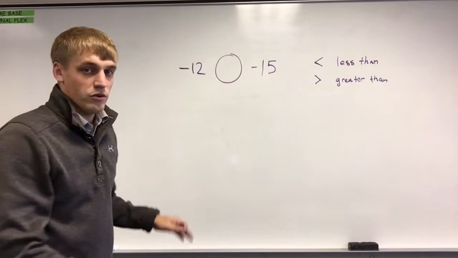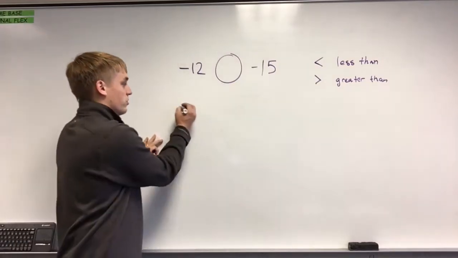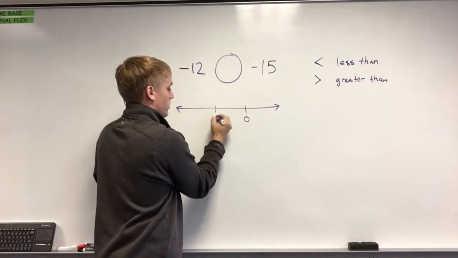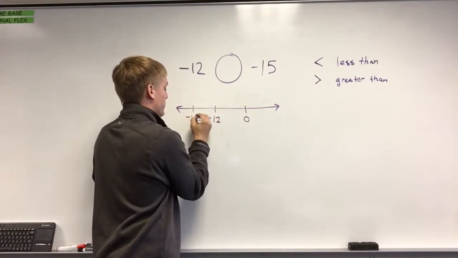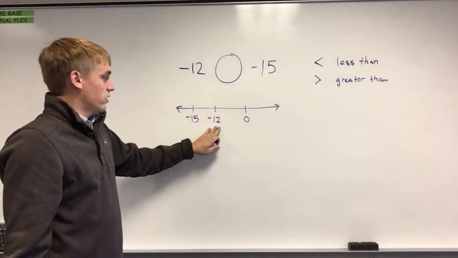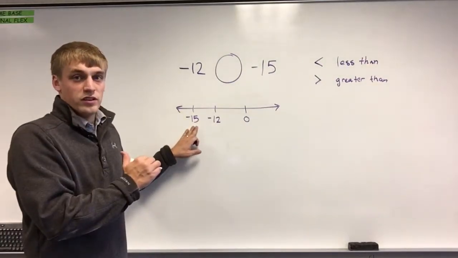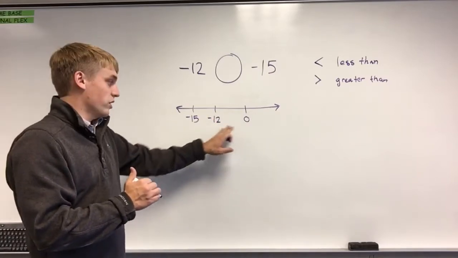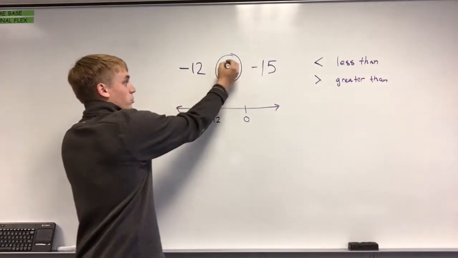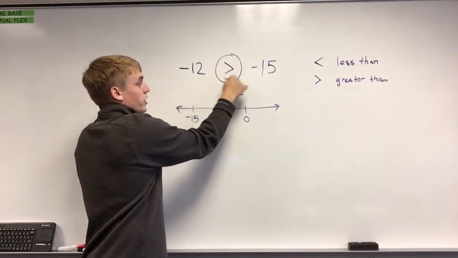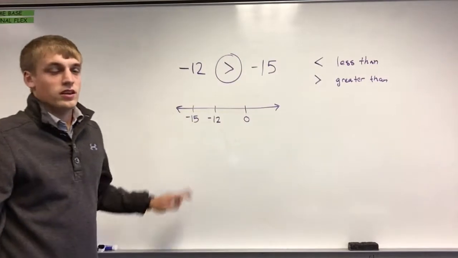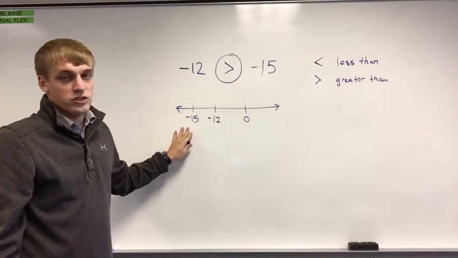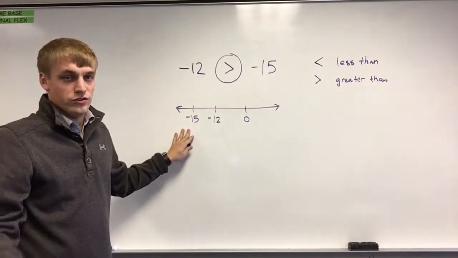If you're not sure, I would encourage you to draw it on the number line. Negative 12, negative 15. Negative 15 is further left than negative 12, which means negative 12 is bigger because it's further right than negative 15. So we would put negative 12 is greater than negative 15. If you are unsure of which is which, I always try to put it on a number line, so I would encourage you to do the same.